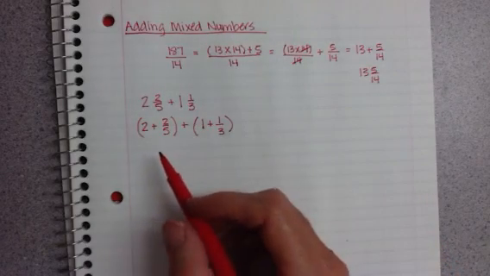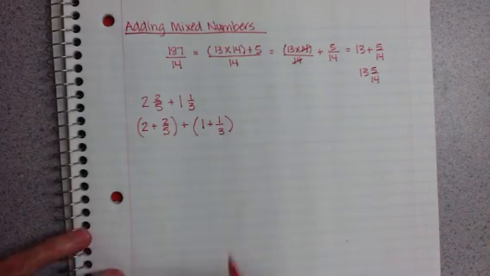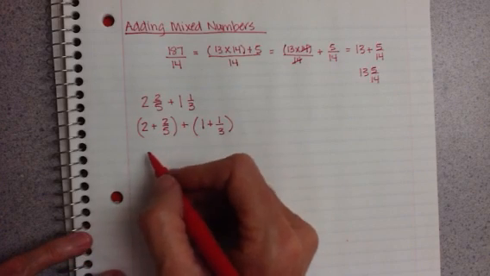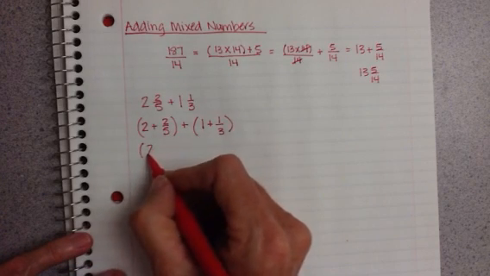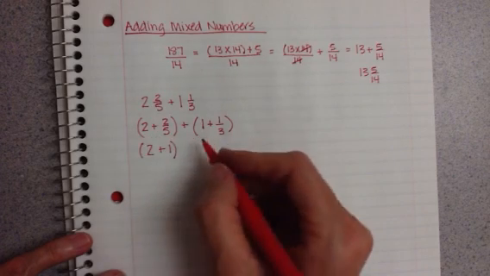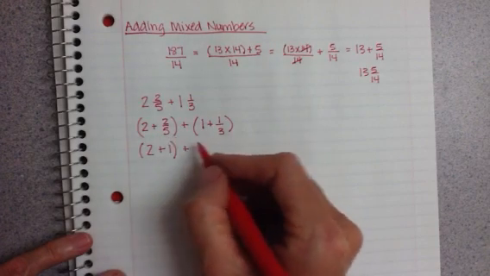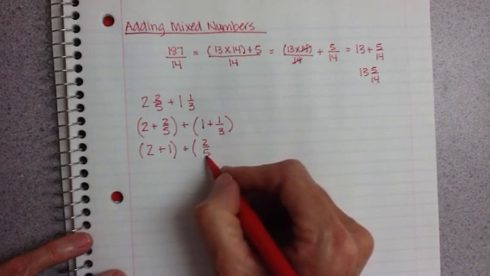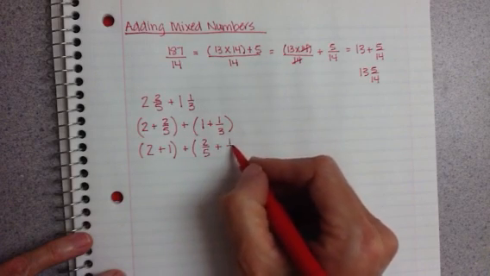Now we can regroup these or reassociate these and also commute them, meaning move them. So now we can put the 2 and the 1 together, our two whole numbers, and we're going to put our two fractions together. So 2/5 plus 1/3.